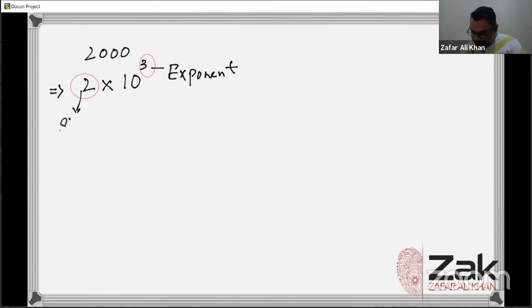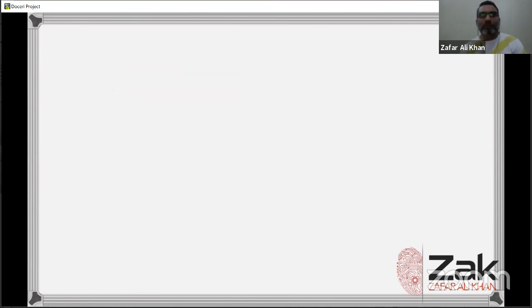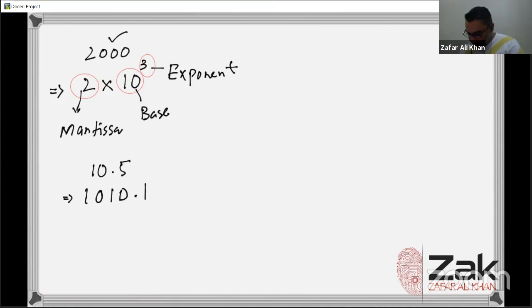Now, if we go with a form which is in binary, let's say we have got 10.5. So first we need to have a binary of it: 1, 2, 4, 8. This is 10 and this is 0.1. This is now 1010.1. This is the standard fixed point binary representation.